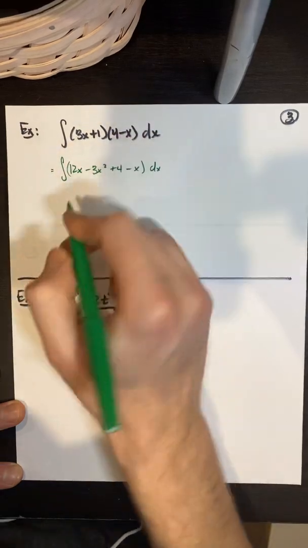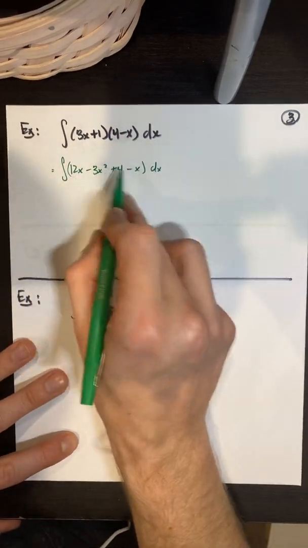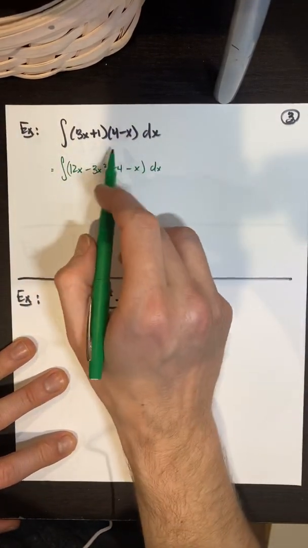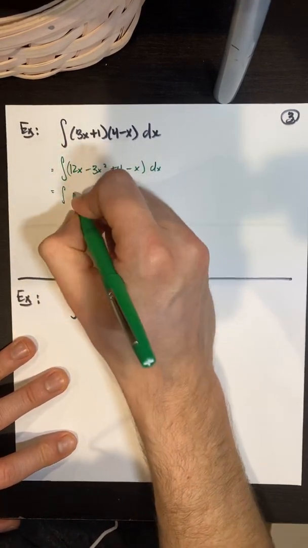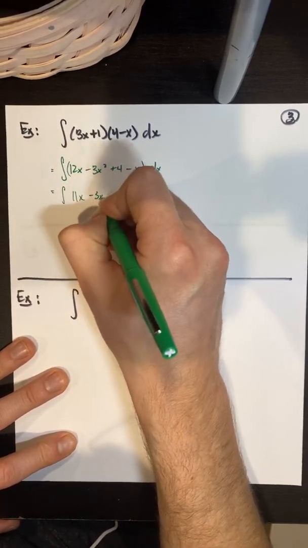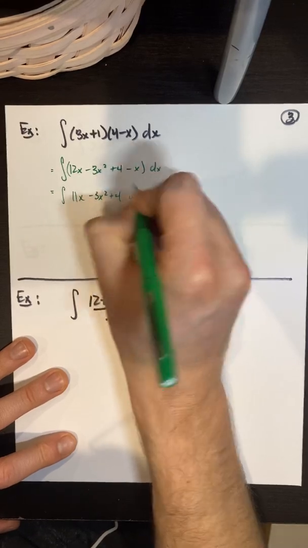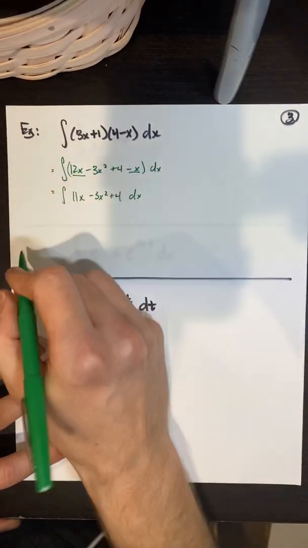And so here you see we just have a polynomial, and we can do the integrals one at a time. Furthermore, I can actually simplify this a little bit. This would be 11x minus 3x squared plus 4. So I've combined the 12x and the negative x.